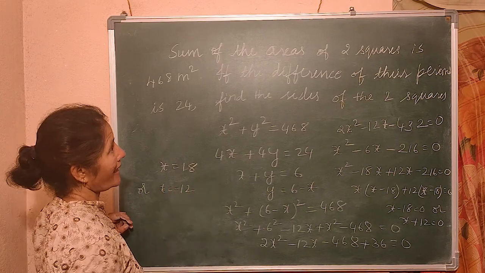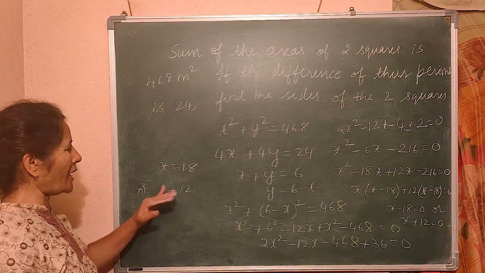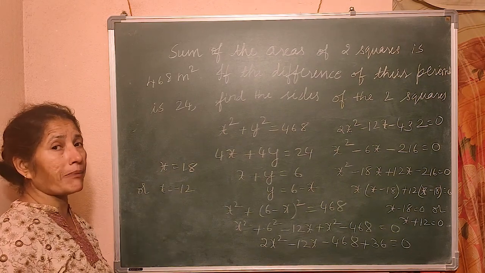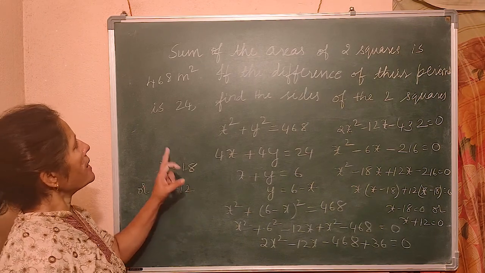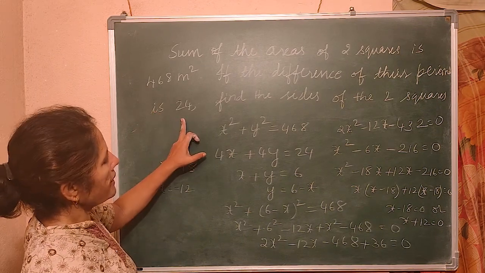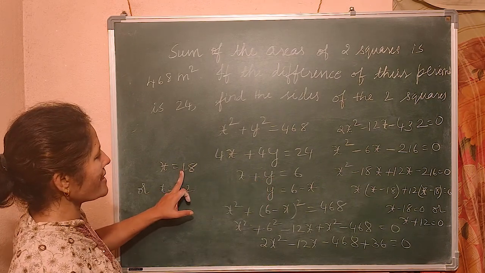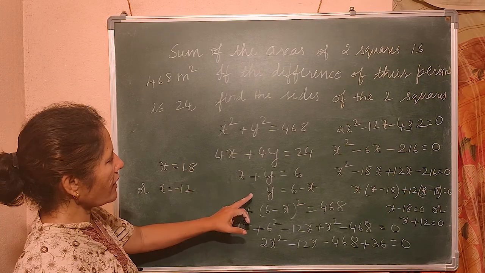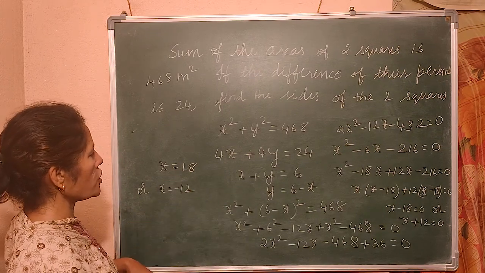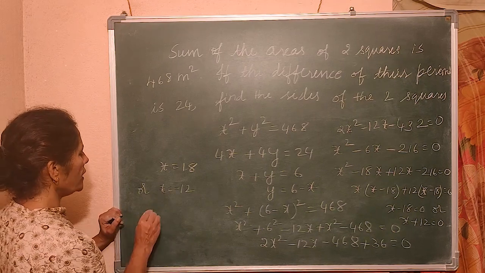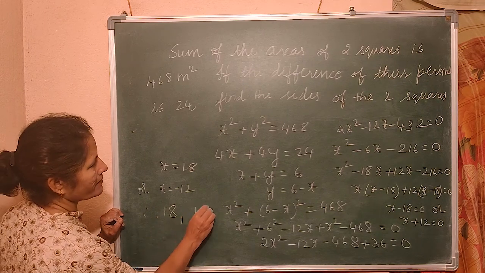So I can say sum of the areas of the two squares. I don't take it as minus 12, that is not a valid length. So 18 and how much? x plus y is 6. So if one is 18, another one is how much? 18 minus 6, how much? 12. So therefore, these ones are 18 and 12.